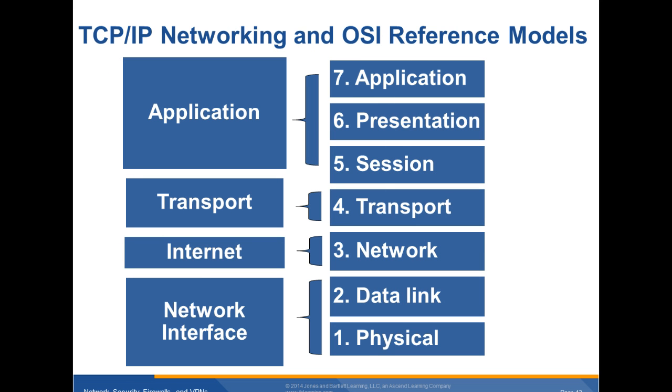Here we have the TCP/IP networking and OSI reference models, the two stacks, which we discussed in Chapter 1, and therefore we're not going to go over them again, other than I will mention that the next slide discusses various protocols that run at the application layer of the TCP/IP protocol stack, the transport layer, the internet layer, and the network interface, and so we will discuss those further.